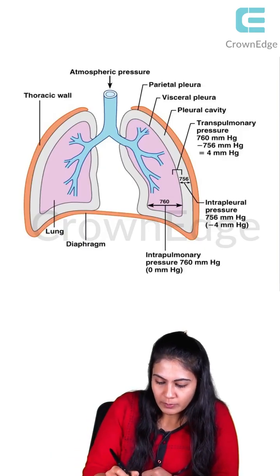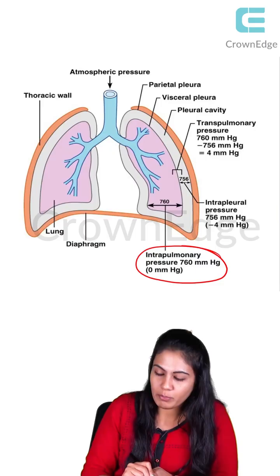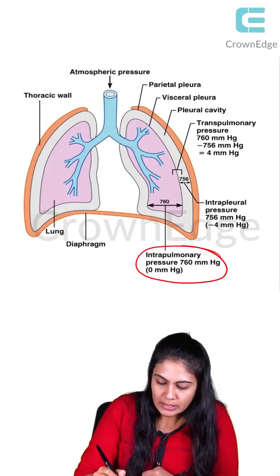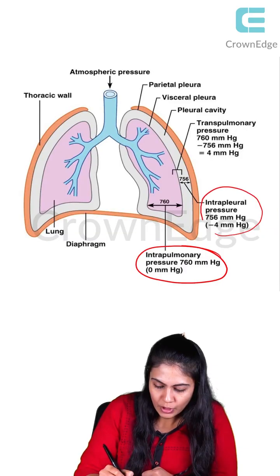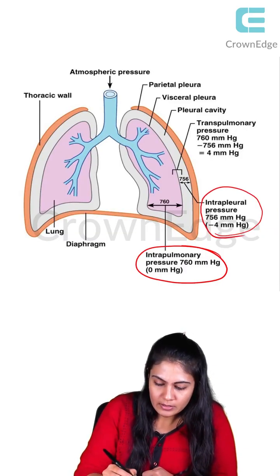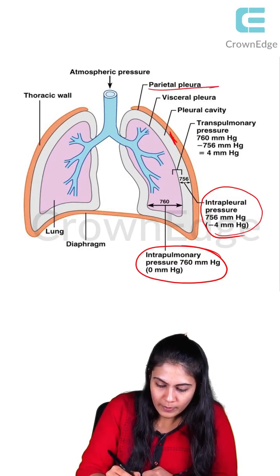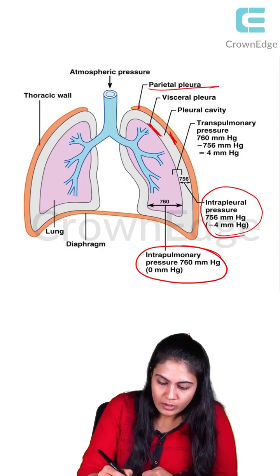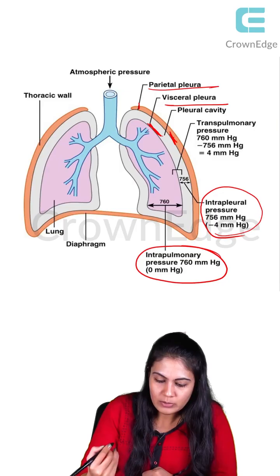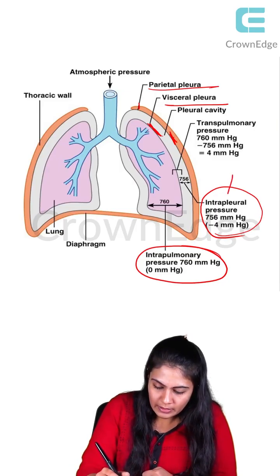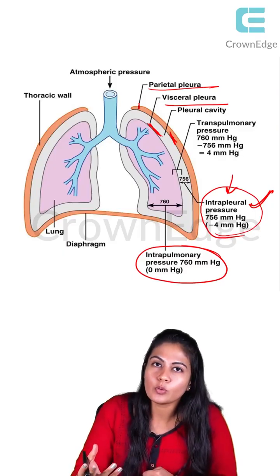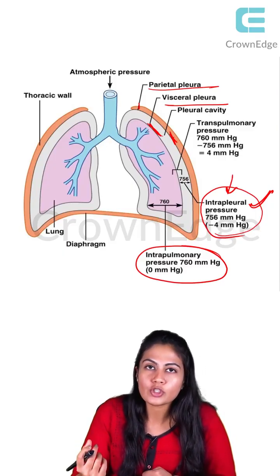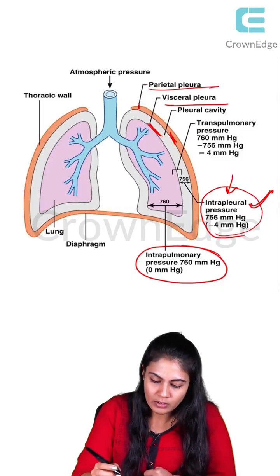So whatever pressure is created by the alveoli inside the lung is known as intrapulmonary pressure, right? And whatever pressure is created in between, in the pleural space, is known as intrapleural pressure. The outer one is the parietal pleura, you can see over here, and the inner one is the visceral pleura. In between we have the pleural space. Intra means inside, and pleural means pleural cavity, so intrapleural pressure is generated inside the pleural cavity.